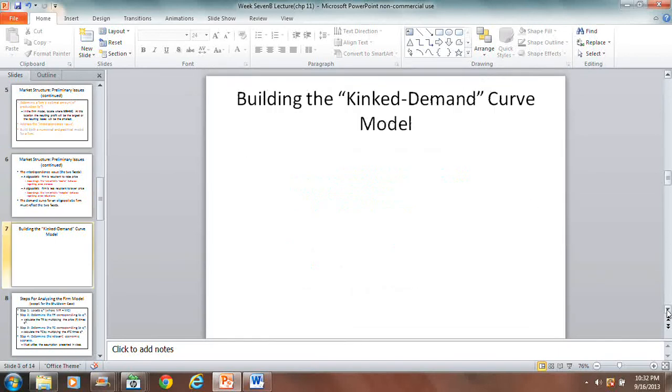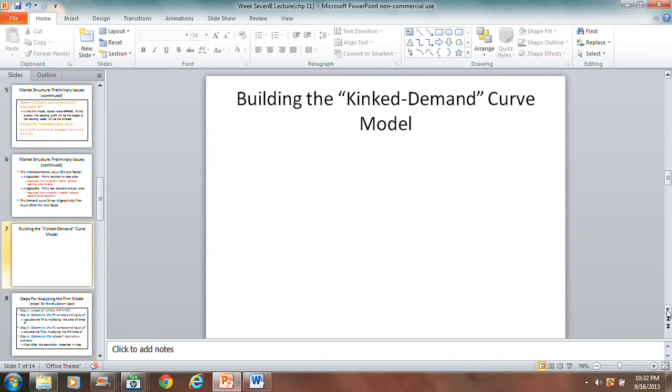So what we want to do is build this model called the kinked demand curve model. The kinked demand curve model is a clever way of depicting the behavior of an oligopolistic firm, given that the firms are interdependent in their pricing behavior.